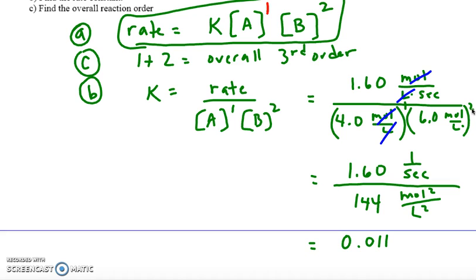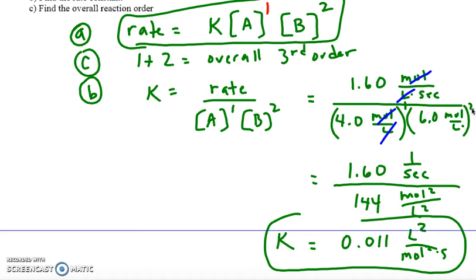And we'll have 0.011. When we sort out our units, we're going to end up with liters squared over moles squared times seconds, right? So that's going to be our rate constant for that particular reaction.